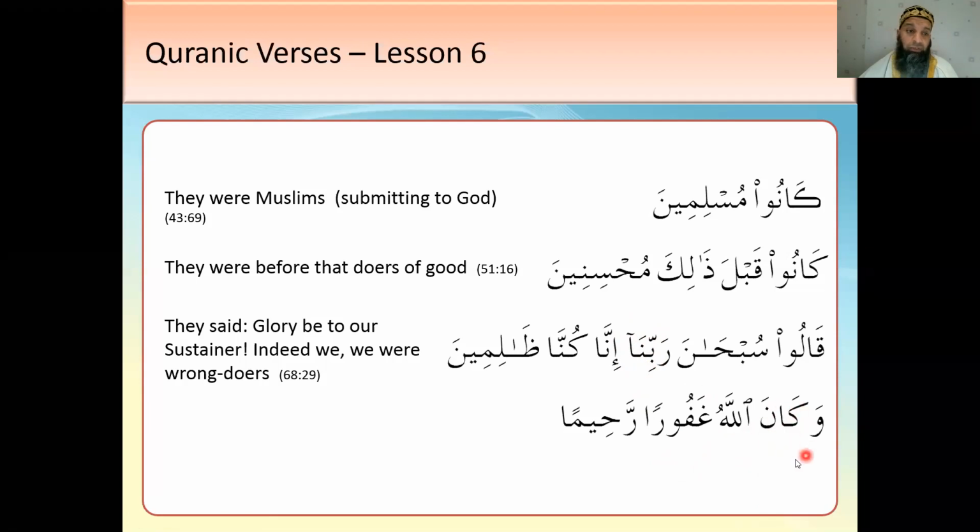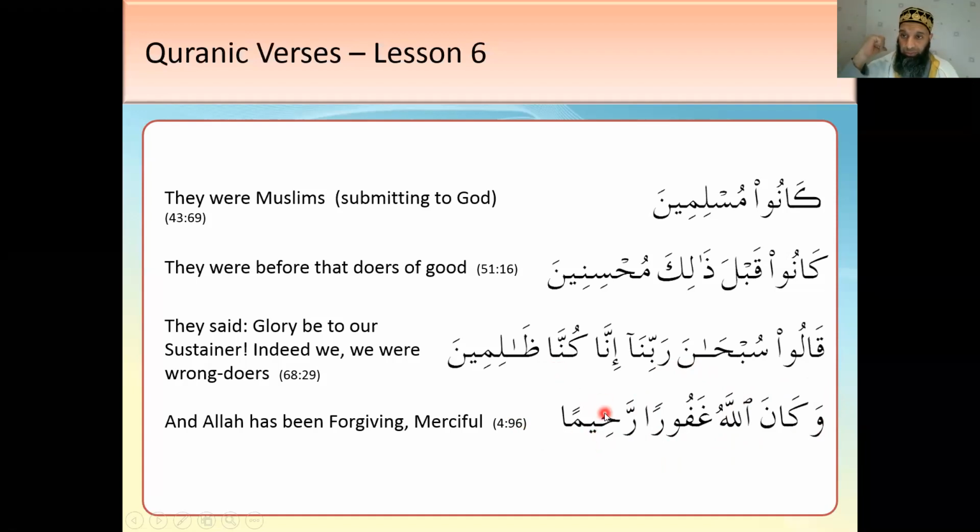وَكَانَ اللَّهُ. وَكَانَ, and he was, Allah, Allahu, and Allah was Ghafuran. So I think it translates as Allah is, Allah has been. Okay, we'll keep it to that. وَكَانَ اللَّهُ, and Allah has been Ghafuran, forgiving, Rahiman, merciful.